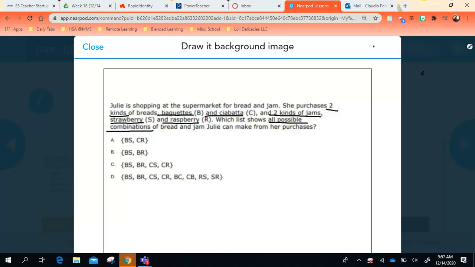Okay, and if you leave this one blank, you can just kind of shade it, and then down here, you'll put your different fillers and jams. And then you'll combine like this, so bread with whatever. That will be your different combinations.